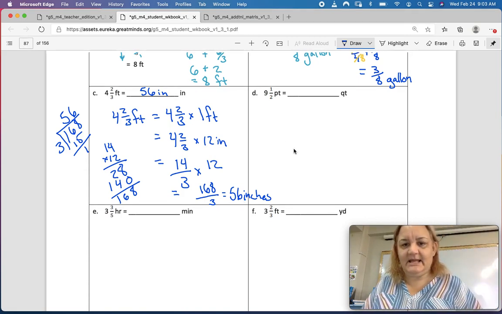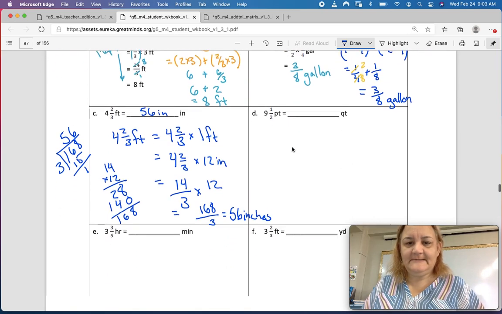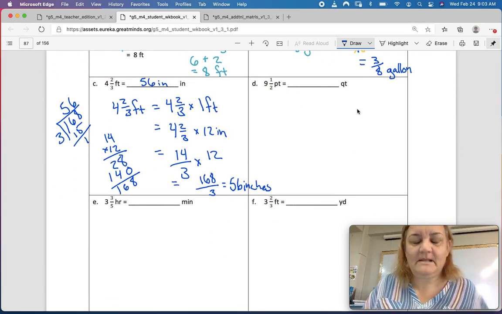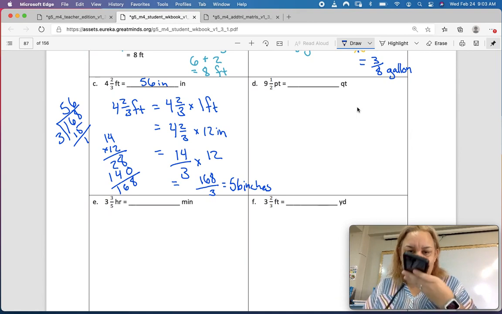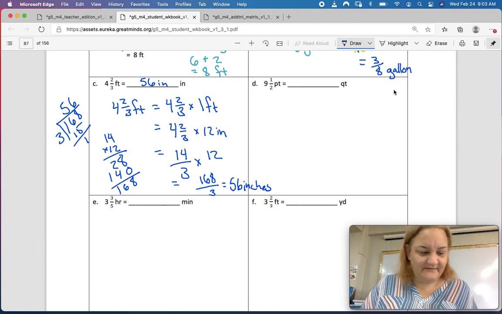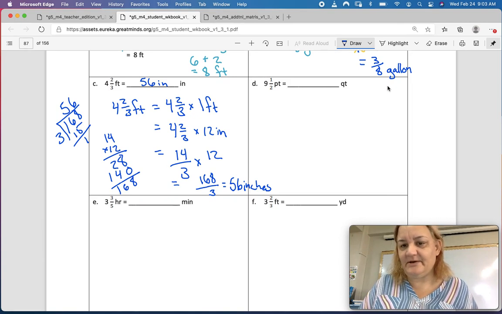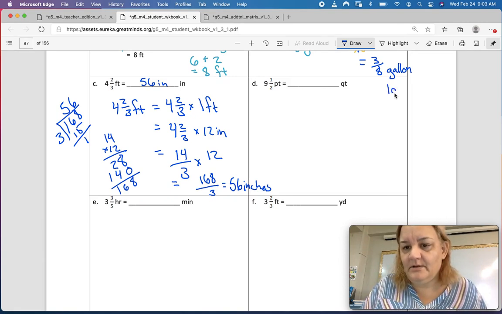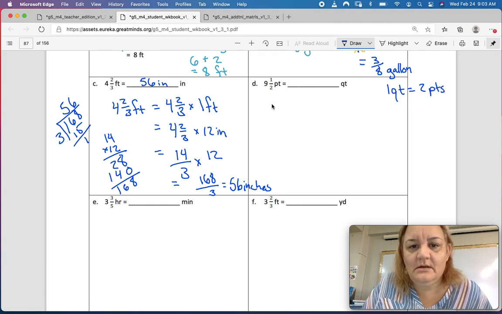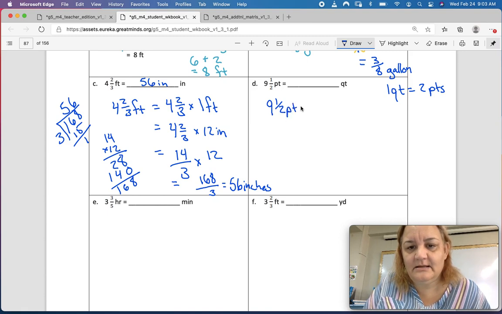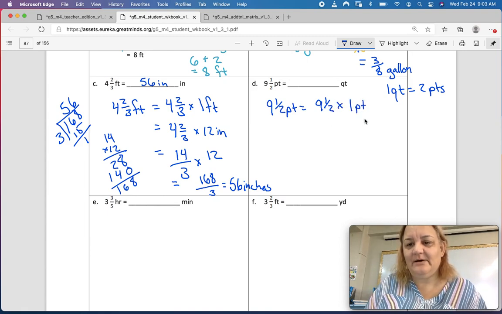This one I want to use the distributive property on. So pints and quarts. How many pints in a quart? Let me ask Siri. How many pints in a quart? I don't have my chart in front of me. The answer is 2 pints. So 1 quart equals 2 pints. 9 1/2 pints equals 9 1/2 times 1 pint.